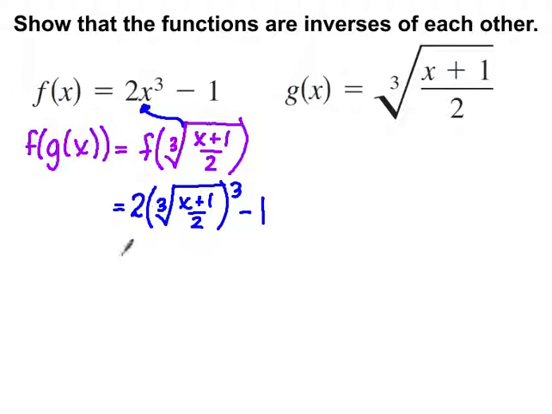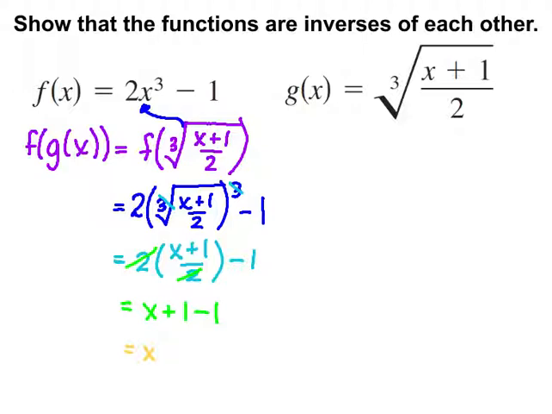Well, what do you know happens to a cube root in a cube? Basically, those cancel. And I'm left with 2 times (x plus 1) over 2 because I canceled out the radical, minus 1. So now the 2's cancel out. And it leaves me with x plus 1 minus 1, which you know just equals x. So you're done with that one. Now we've got to do the same thing the other direction.